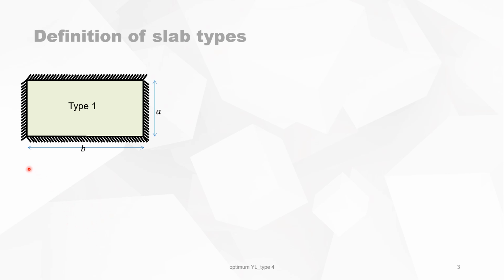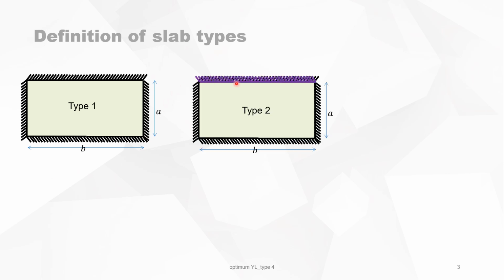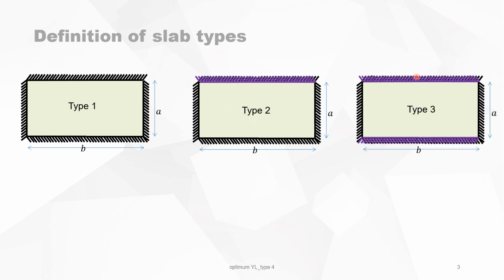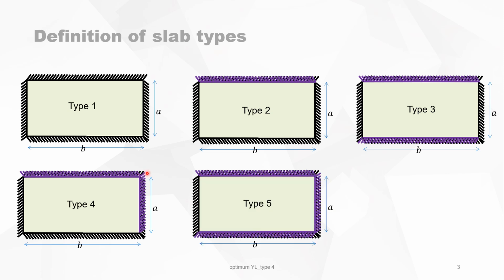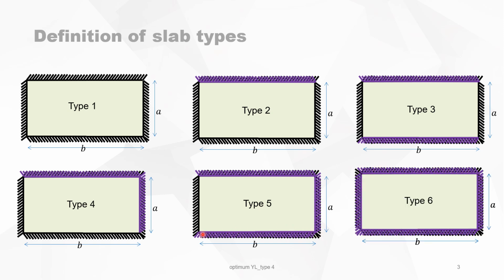First, you have a rectangular slab, on all sides simply supported. That's type 1. When one side is clamped, it is type 2. When the two opposite longest sides of the slab are clamped, it's type 3. Type 4, when two adjacent sides of the slab are fixed. Type 5, when 3 sides are fixed. And type 6 is when all sides are fixed. This video will handle the type 4 slabs.